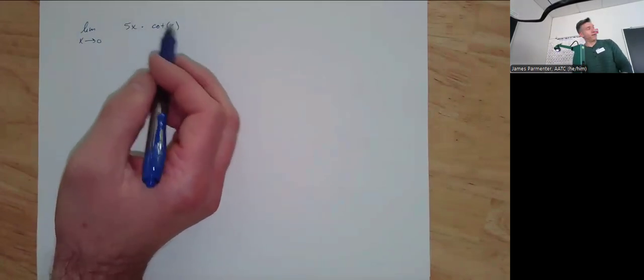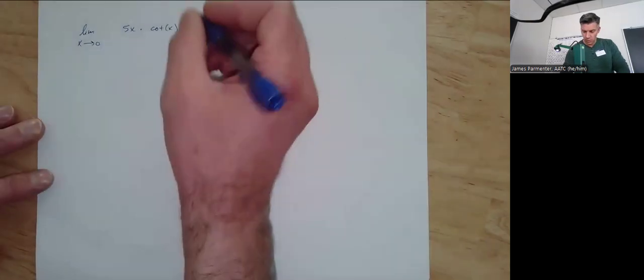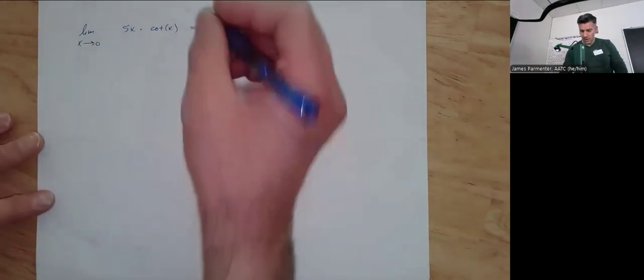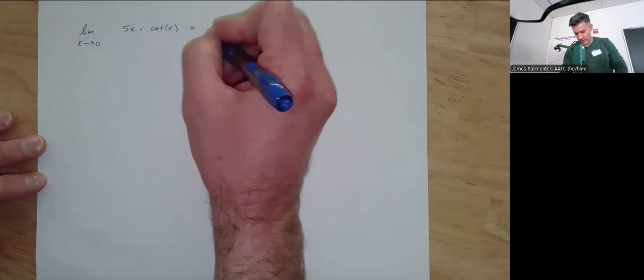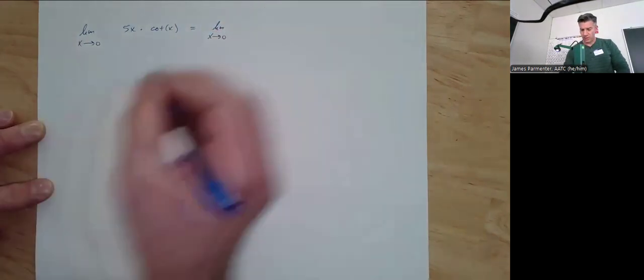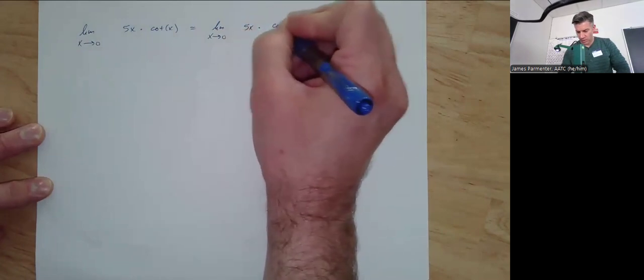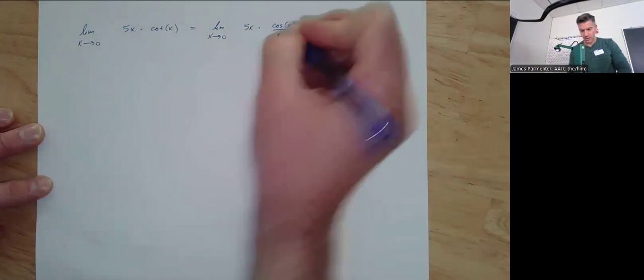I don't love to leave it like this. I personally would almost always choose to rewrite trig functions in terms of sine and cosine when it's limits. Meaning cotangent is going to become cosine over sine, tangent is going to get rewritten as sine over cosine, cosecant is 1 over sine, secant is 1 over cosine, which probably won't show up as much. So here, I'm going to rewrite it as the limit as x approaches 0 of 5x times cosine x over sine of x.